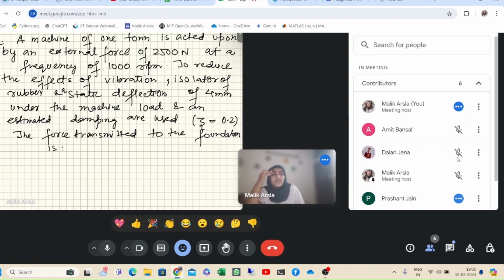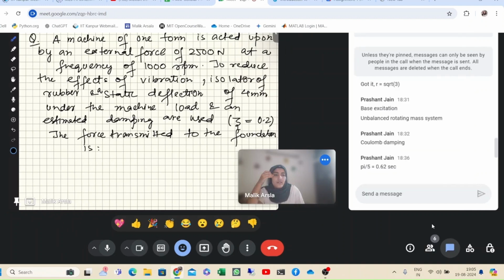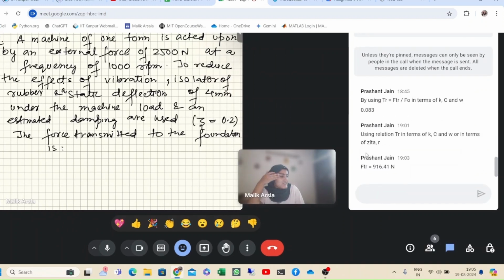What about others? Are others getting the same answer? What was your answer? R is 2.11. I am getting 916, 929 something. So maybe in the options it was like 700 and 800, so the closest is in 900s only. So I think both can be considered.